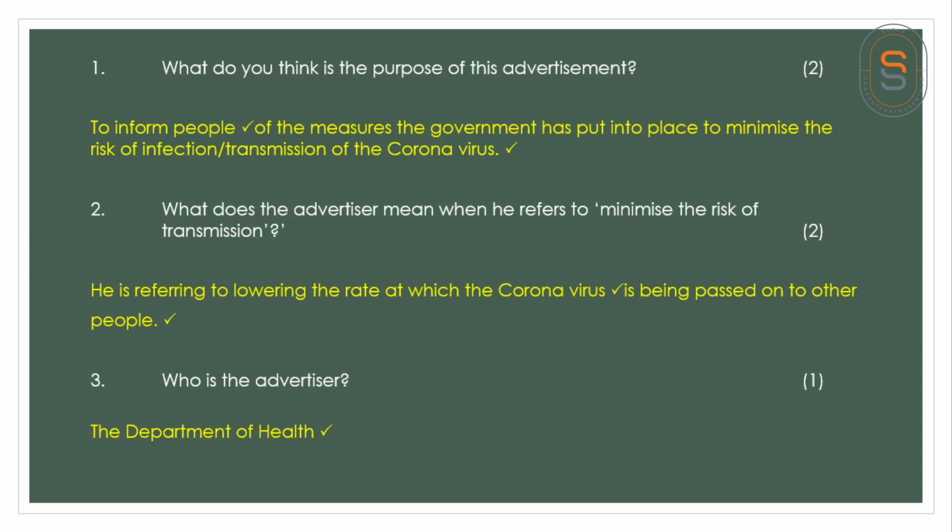All right. Then number 2, what does the advertiser mean when he refers to minimize the risk of transmission? So he's referring to lowering the rate at which the coronavirus is being passed on to other people. So minimize the risk of transmission is lowering the rate at which the coronavirus is being passed on to other people. Please remember, when you answer the advertisement questions, you have to answer in full sentences and always in your own words unless you're asked to quote. Also take careful note of the mark allocation, because that will determine the length of your answer.